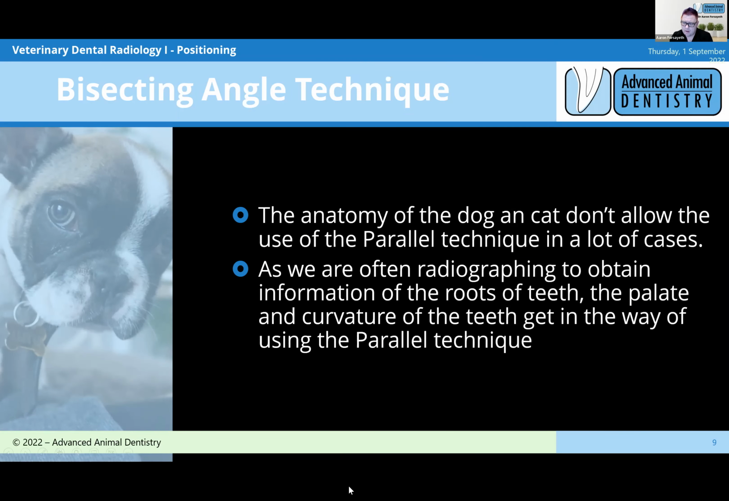So the parallel technique that we mentioned is really nice. It's a straightforward technique to use, but because of the anatomy of the areas that we're working with, we don't get to use it all the time. Parallel technique is more used in human mouths because we have quite a high vaulted palate, and you can actually get parallel technique of the roots of your maxillary teeth, but that's not the case with dogs and cats. The palate all of a sudden is right there as soon as we get to the cemento-enamel junction of the crown, where the crown meets the roots in our teeth. So we can't slip the plates up inside the area. So we have to work with geometry, and we have to use the bisecting angle technique.